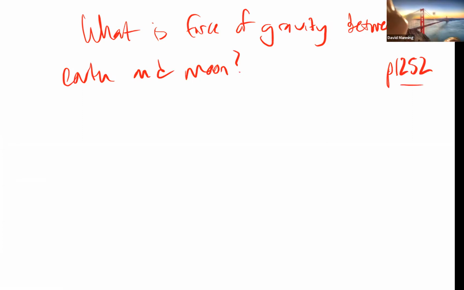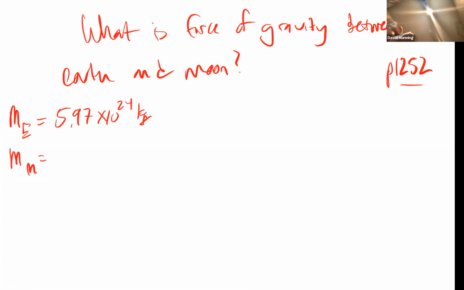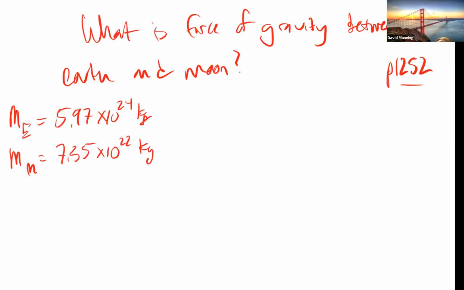The mass of the Earth we just had is 5.97 times 10 to the 24th. The mass of the Moon is 7.35 times 10 to the 22nd kilograms. And the average orbital distance is 3.84 times 10 to the 8th.